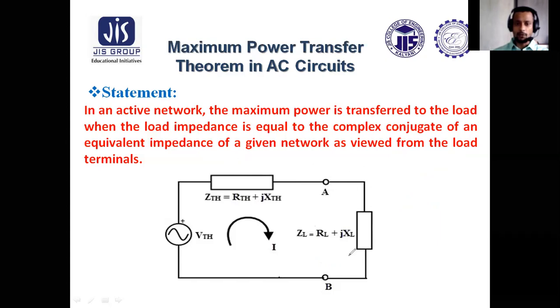So what we need to do is vary this load impedance and make RL equal to RTH, and XL equal to minus XTH. For a given network, RTH and XTH are known. Being a design engineer, what is your task? Your task is to determine RTH and XTH first. Then you will put the load impedance, that is the RL and XL values, equal to RTH and minus XTH.